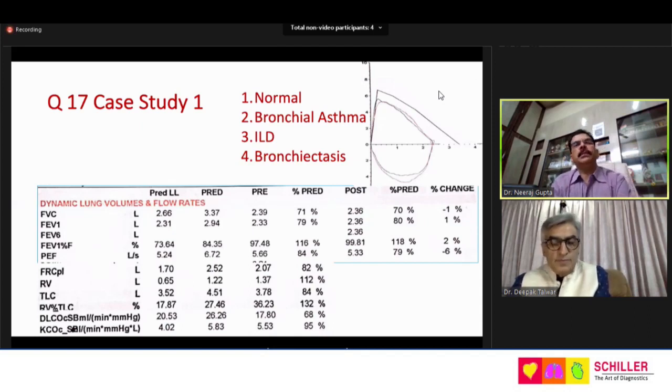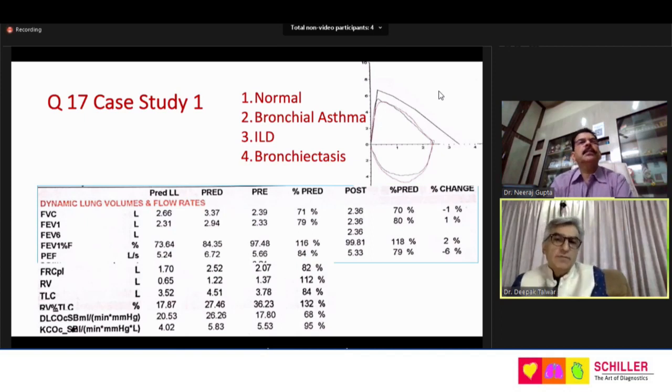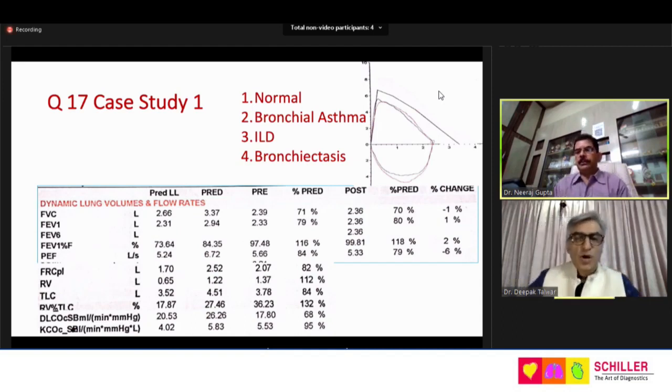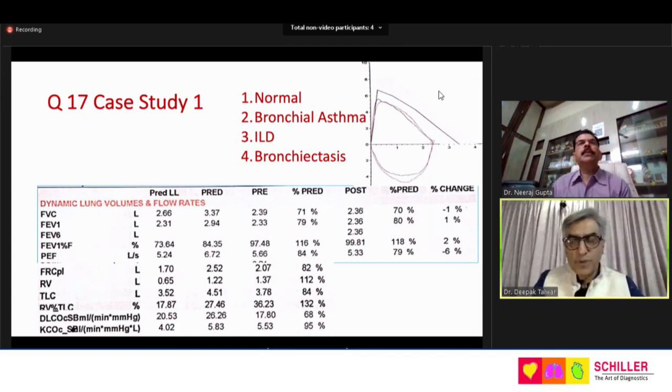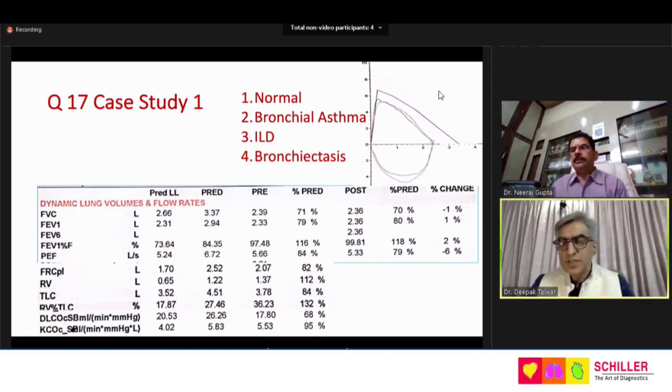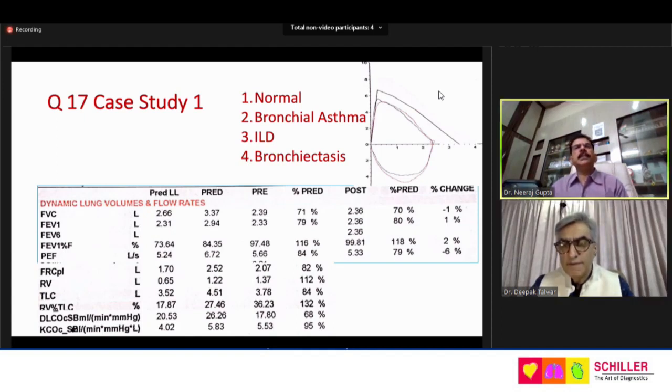So what do you think? Is it a normal spirometry, or is there bronchial asthma, or an obstructive disorder, or a restrictive disorder? So are we seeing the choices here? Because the choices, I think, are given on the top. Are the choices the same: normal, bronchial asthma, ILD, and bronchiectasis, or are the choices something else? Yes, these are the four choices.